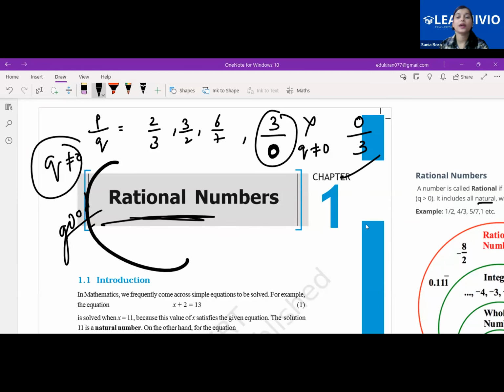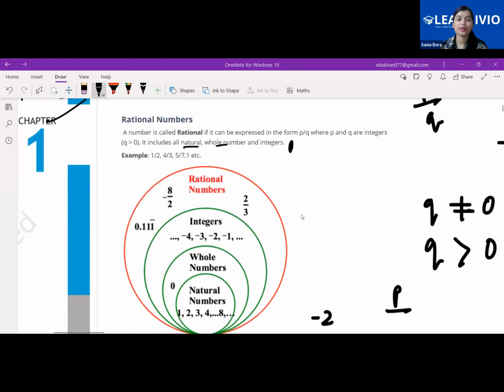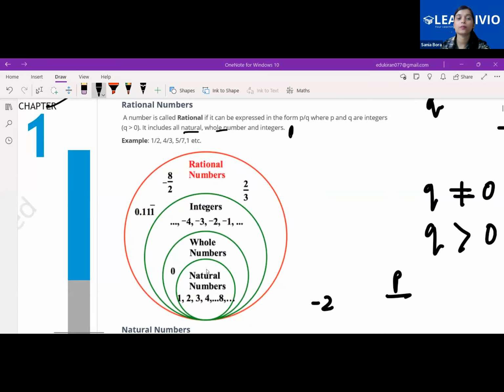Now remember one thing. There are so many numbers, right? Whole numbers, natural numbers, integers, all that. Whole numbers are those numbers that start from 0. Everybody knows that. Natural numbers are those numbers that start from 1. Integers include positive numbers, negative numbers as well as 0. Rational numbers are those numbers that can be represented in p upon q form. Now what will you write in your notes?